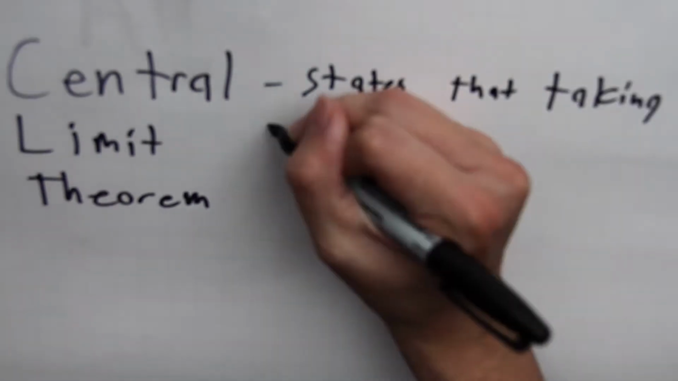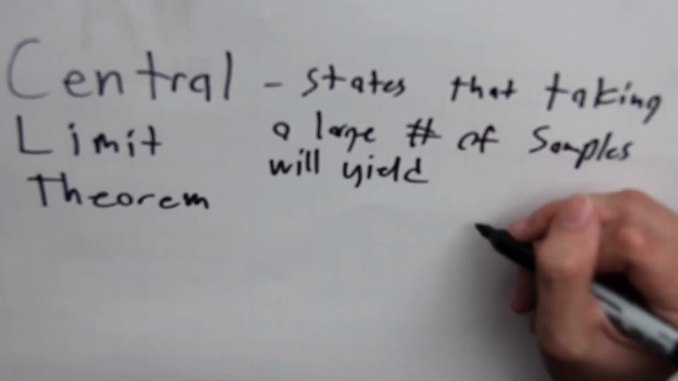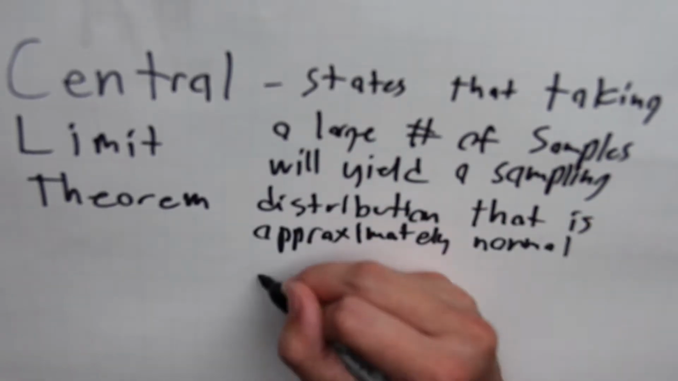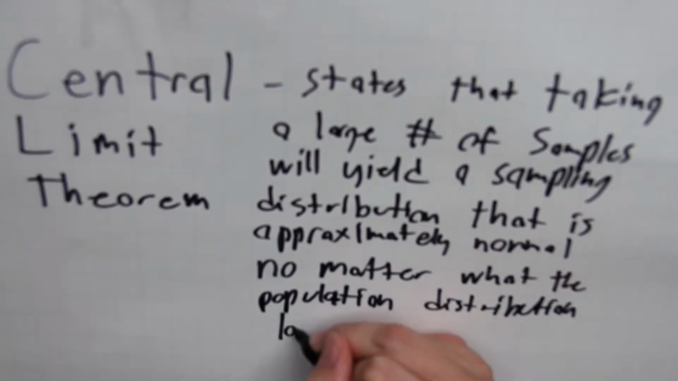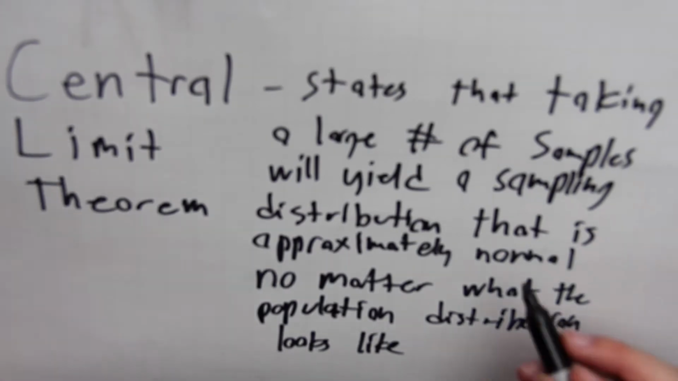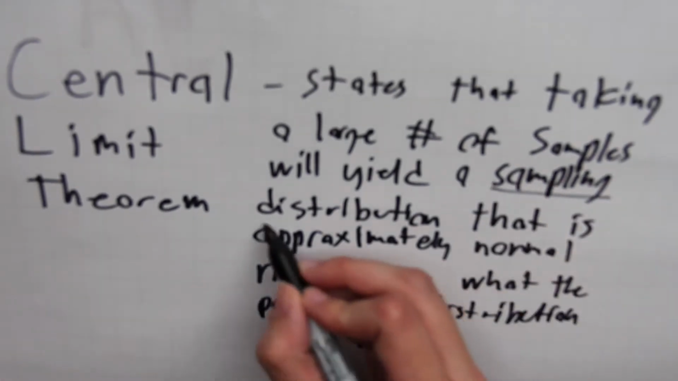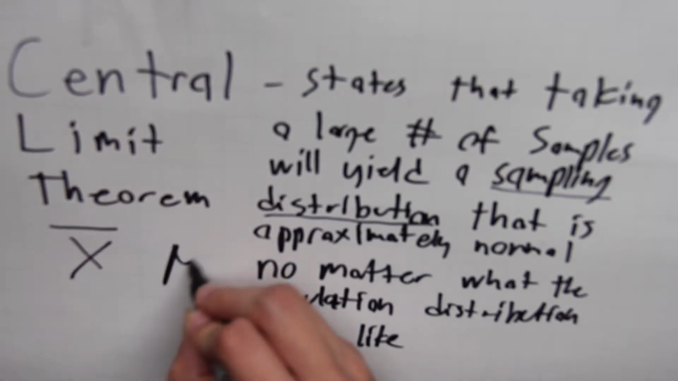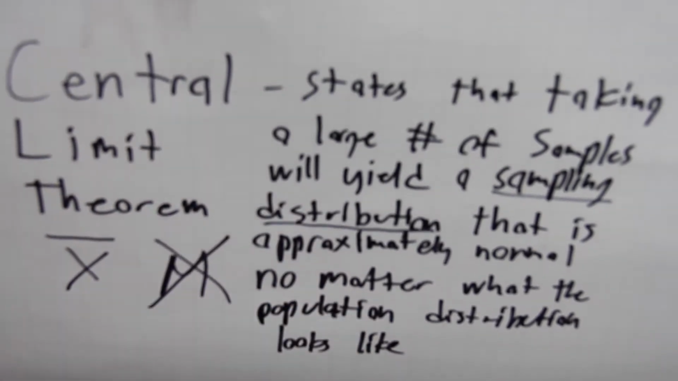Central limit theorem essentially states that taking a large number of samples will yield a sampling distribution that is approximately normal, no matter what the population distribution looks like. This means that we're dealing with x bar and not mu, because we're taking the distribution of all the means of the samples and not the true mean of the population.